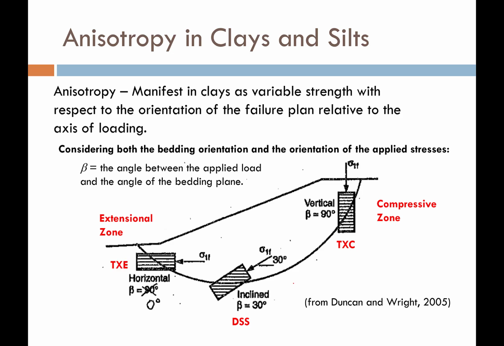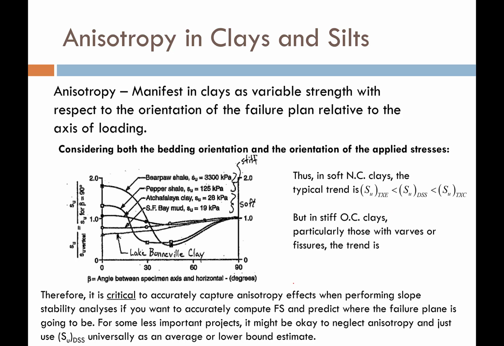Okay. So now that we have that vernacular down, let's have a look at this plot. Good stuff here, okay? What we have on the y-axis is a ratio: the undrained shear strength of your soil divided by the undrained shear strength for vertical loading, or the case where beta equals 90, so axial compression, okay?